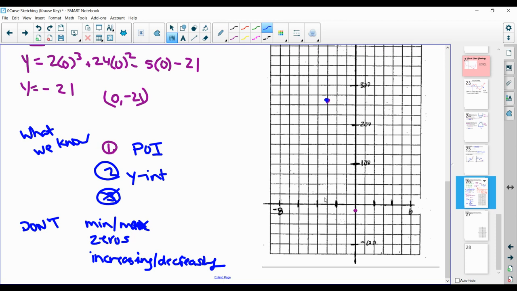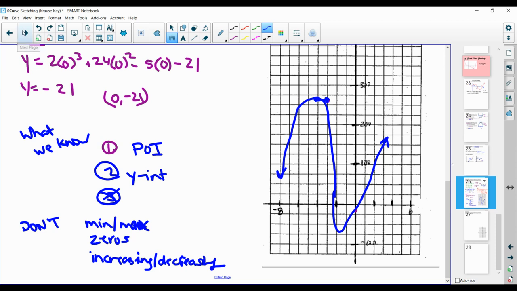1, 2, 3. Oh, I just realized I was not over enough. Okay, so ignore that point there. So it could come down. We know that it's going to come up at some point. It'll look something like that, but we honestly don't know everything yet. So we don't really know where our maxes and our mins are. That's going to be coming in the next lesson.